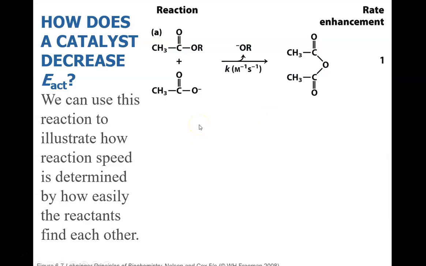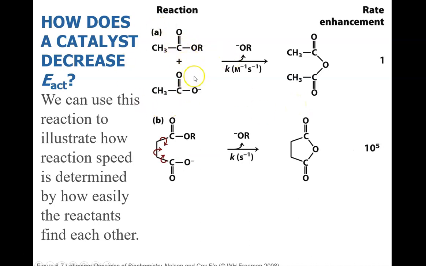One of the ways we can talk about how this works is we can use an example just from organic chemistry that has nothing to do with enzymes. We can look at a reaction where we have an ester right here and a carboxylic acid, and these can react to form an anhydride. So we can just measure the rate of that reaction and then just give it an arbitrary value of 1.